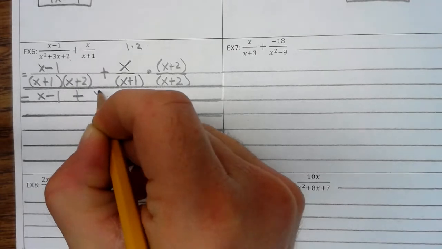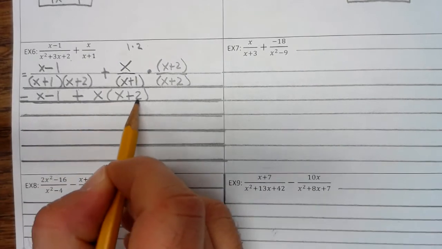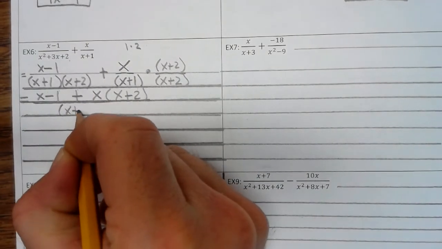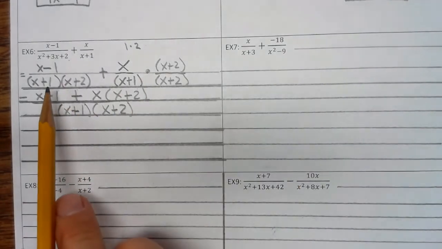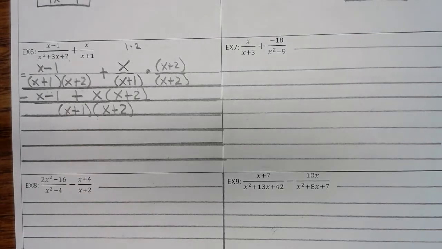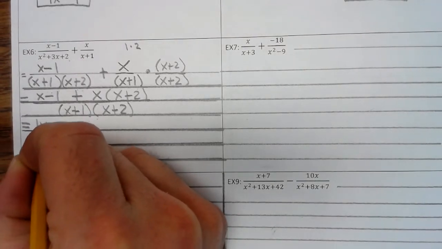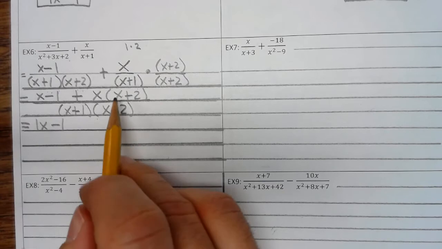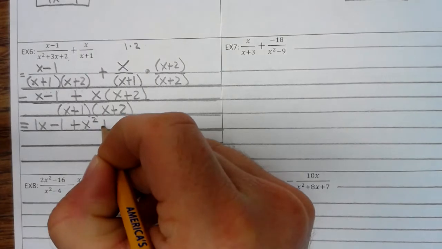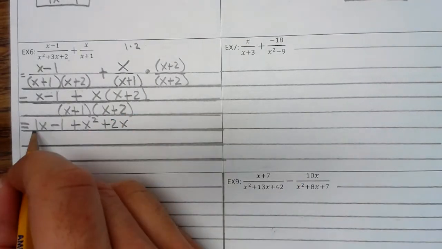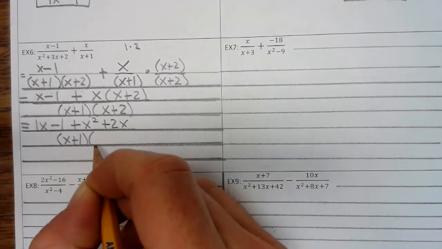plus x times x plus 2, and that's all divided by x plus 1 times x plus 2. We can do that because now they're both divided by x plus 1 times x plus 2, so now we can write it like that. So now we simplify the numerator. We have, I'm going to put a 1 there, 1x minus 1. And we're going to distribute the x. So x times x is x squared. And then x times 2 is 2x. And that's all divided by x plus 1 times x plus 2.